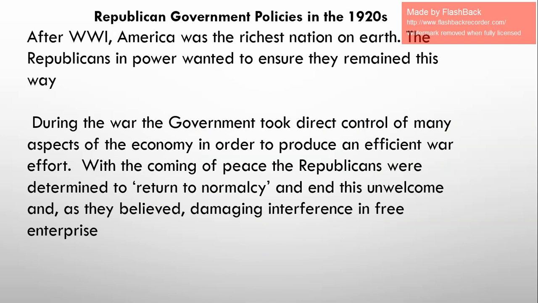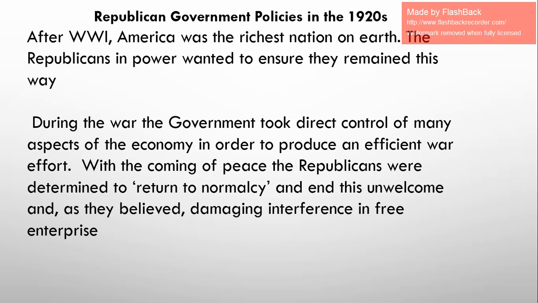So let's talk about the Republican government policies in the 1920s. America comes out of the First World War in a very, very strong position. There was no fighting in America. It lost about 50,000 soldiers during the war itself. It has entered a period of isolationism, but it is growing as a strong nation in the world, and after the First World War, it is the richest nation in the world.